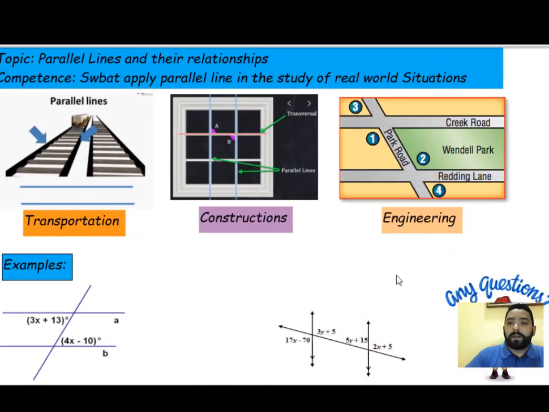We're going to talk about parallel lines and their relationship. Remember, parallel lines have many applications in real life. For example, we can identify parallel lines in transportation, in construction, even in the street or in civil engineering. So remember, the applications of parallel lines are everywhere. You can see that this topic is so useful in real life.